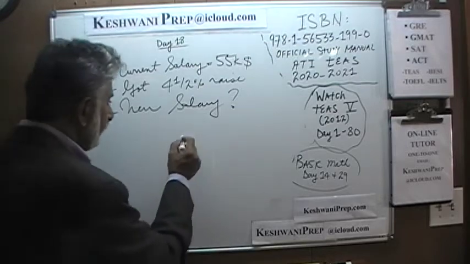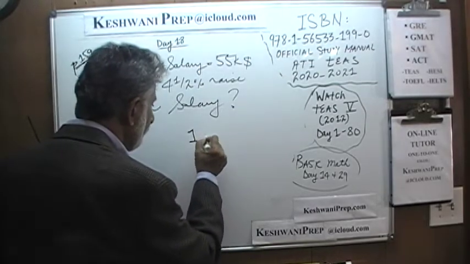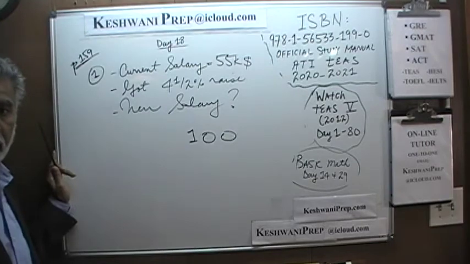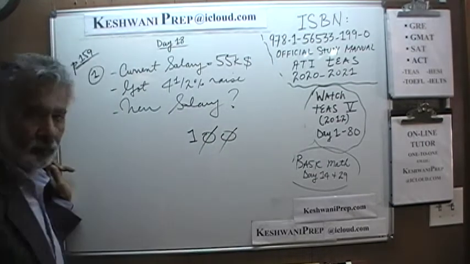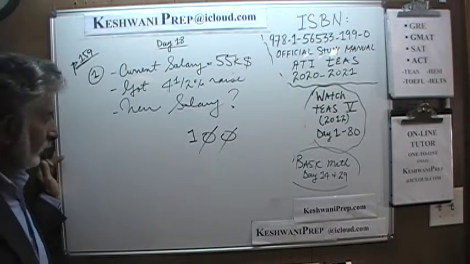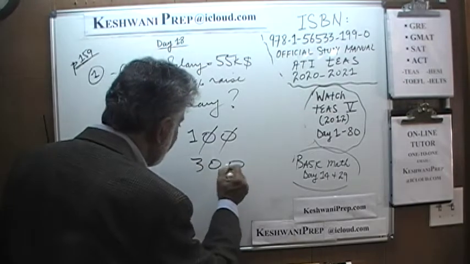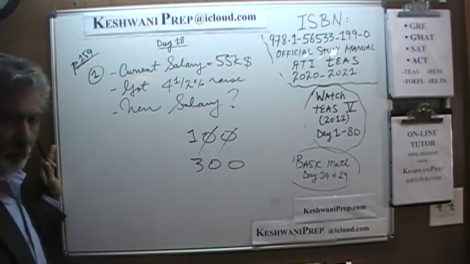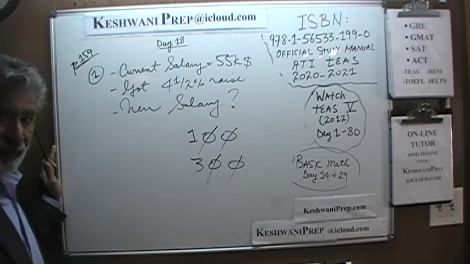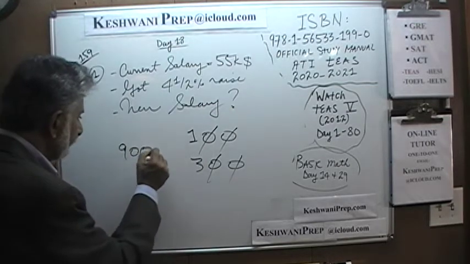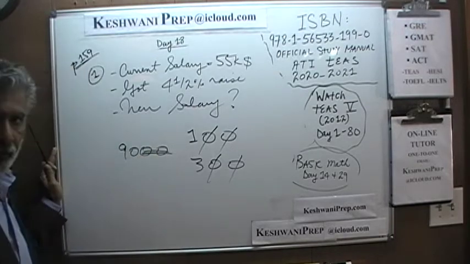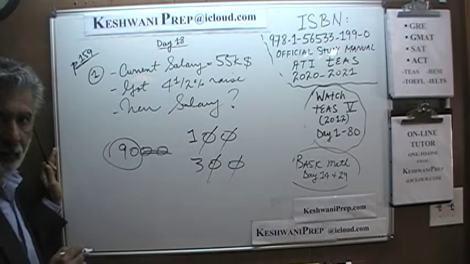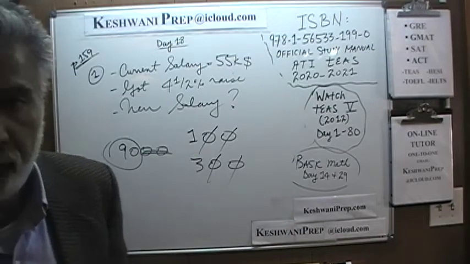Before we can go into it, can you tell me what is 1% of 100? Well, if you want to find 1% of 100, you just knock out the two zeros. 1% of 100 is 1. Can you tell me what is 1% of 300? Well, 1% of 300 is just 3. Just knock out the two zeros. Can you tell me what is 1% of 9,000? Well, knock out two zeros. 1% of 9,000 is 90.